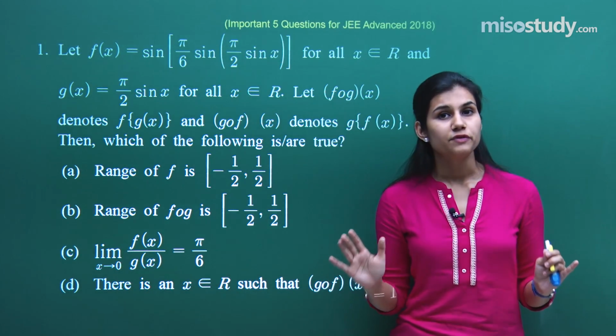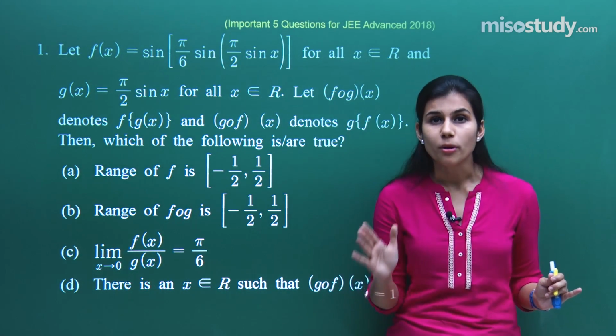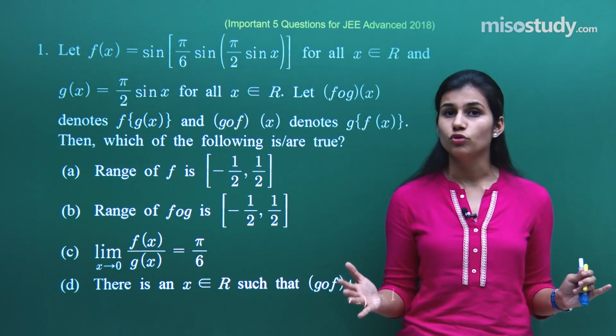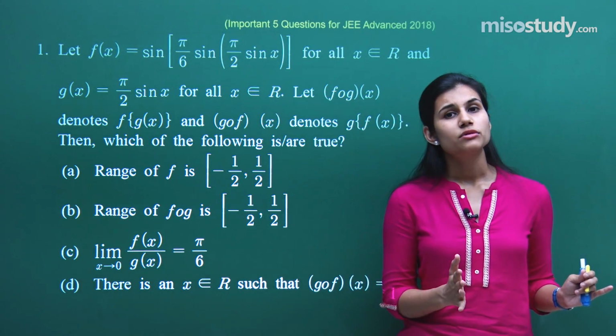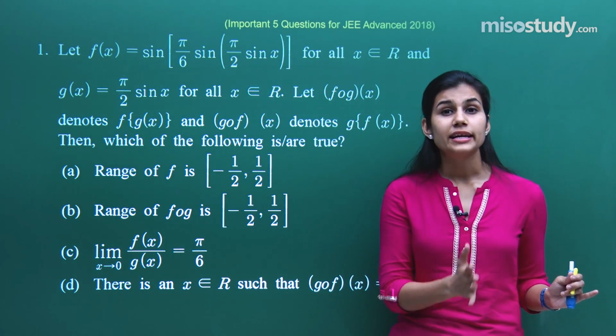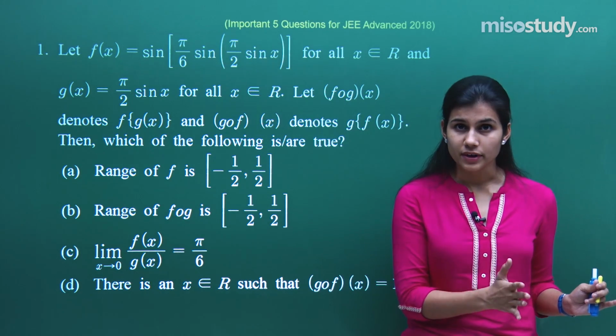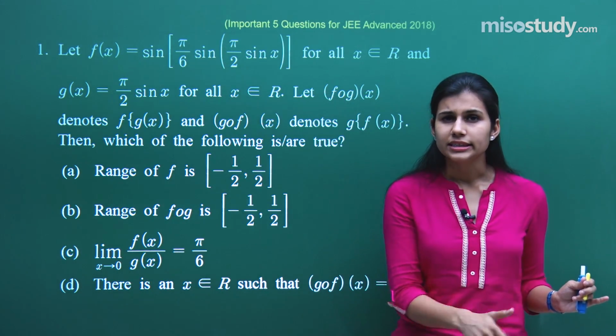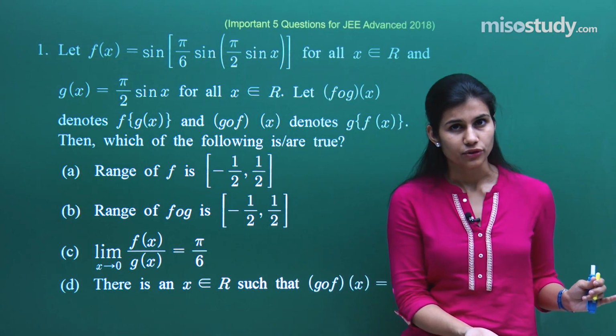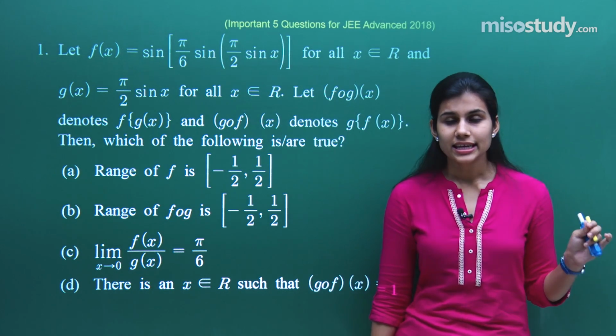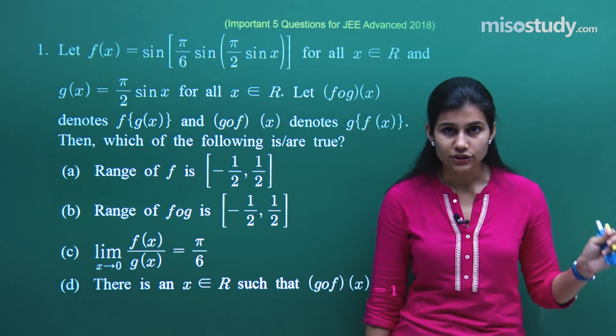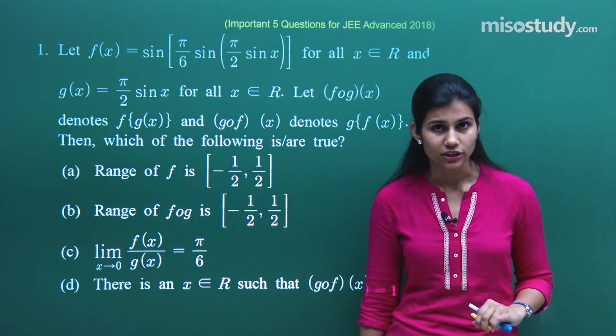In 2015, there was a question upon composition of functions and finding the domain and range. In 2016, there was a question upon finding the least or the minimum value of the function based upon inequality and again composition. Right? And 2017 had a question based upon greatest integer function and functional equations.